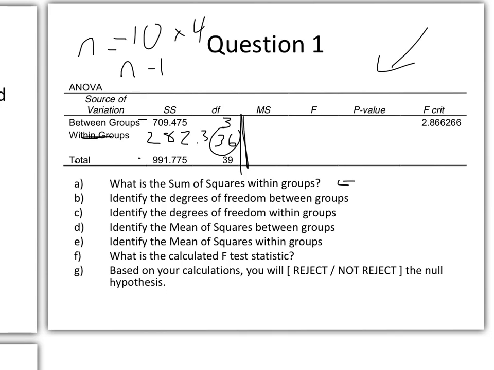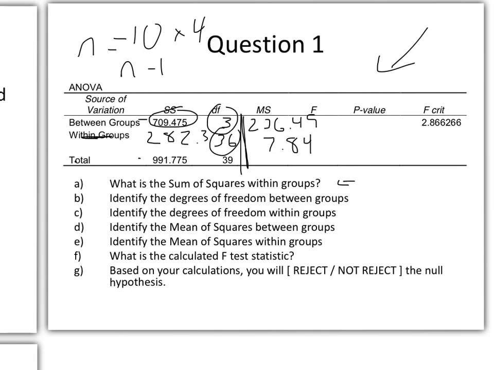Now, when you do the mean of squares for each one, you're just going to divide. In this first case here, I'll just circle this. The 709.475 you'll divide by 3. Okay? So that will be 236.49. And then we do the same thing here for the 282.3. We divide that by 36. So you divide each by the degrees of freedom, and you get 7.84.